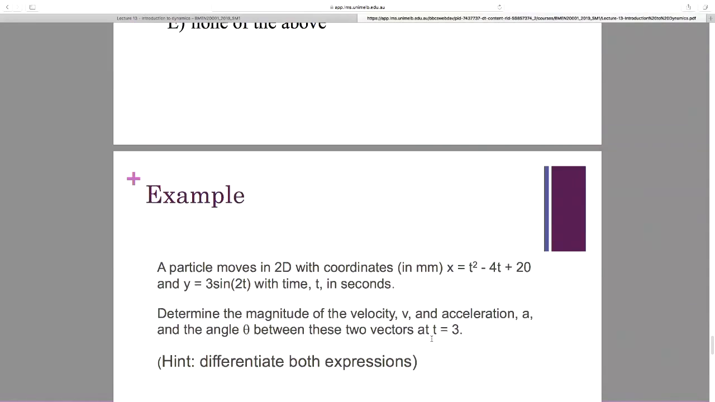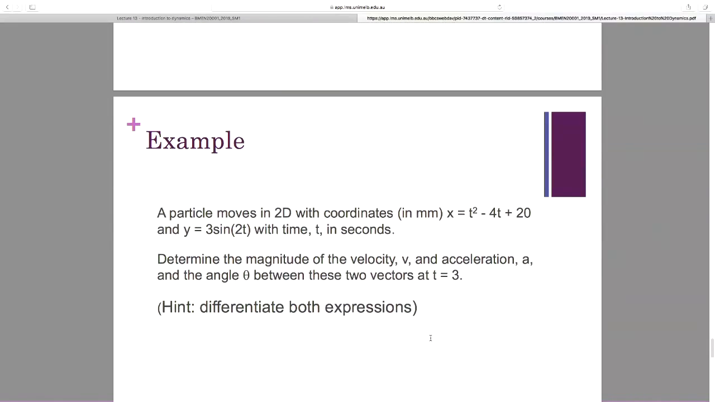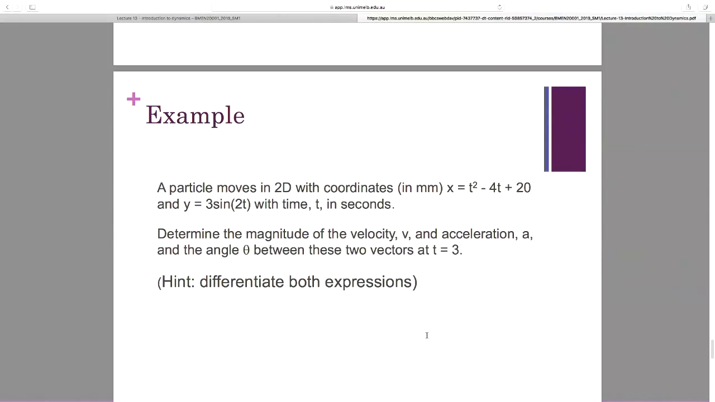So this is a final example where we have a particle that moves in 2 dimensions with coordinates x equals t squared minus 4t plus 20 and y equals 3 sine 2t. Determine the magnitude of the velocity and acceleration and the angle theta between these two vectors at t equals 3 seconds, I should say seconds.